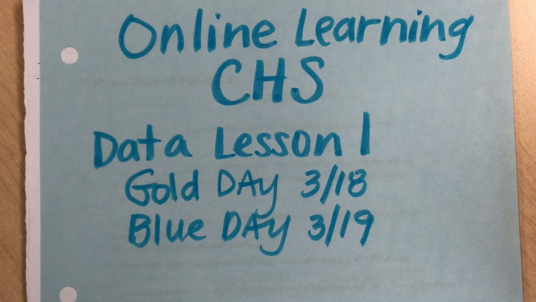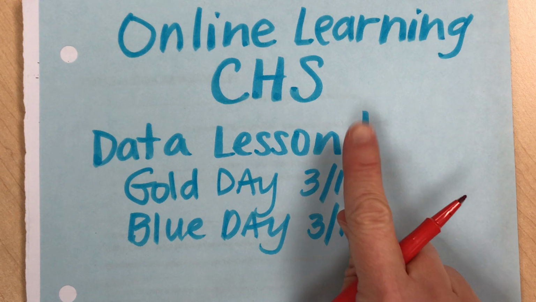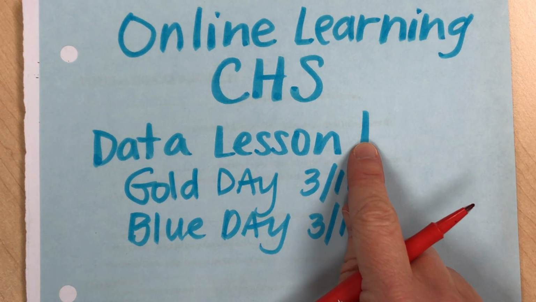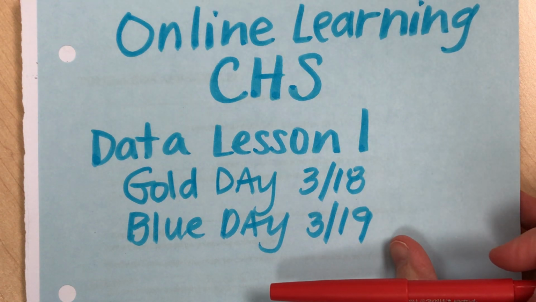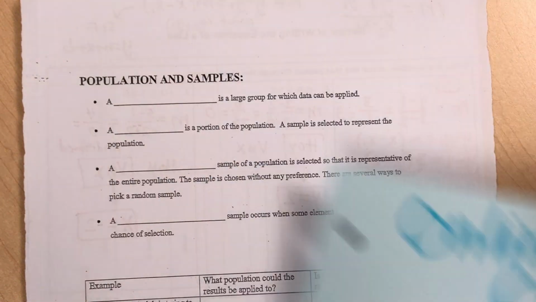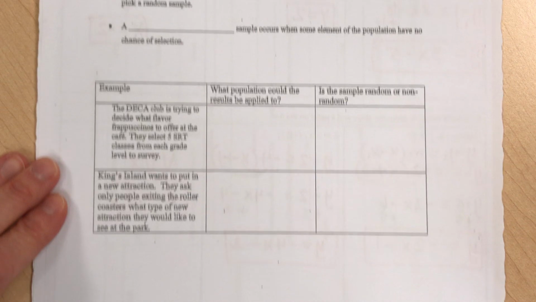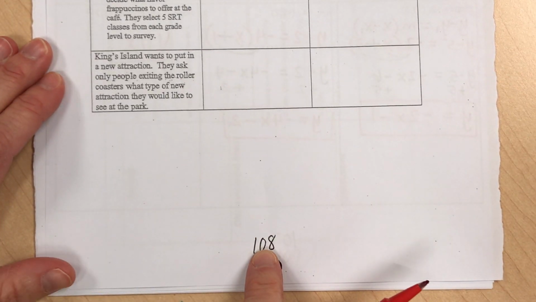This will be online learning for Carmel High School data lesson number 1, and now I'm actually going to start the meat and potatoes of our note sheet, which is going to be for today's lesson, population and sample. So take a look at your notes. I have mine right here. I'm going to start in the notebook on page 108.